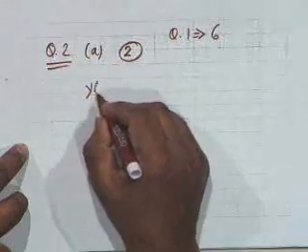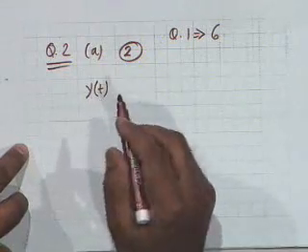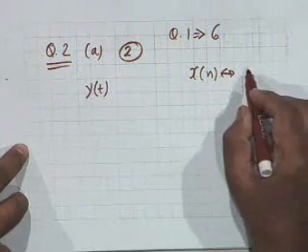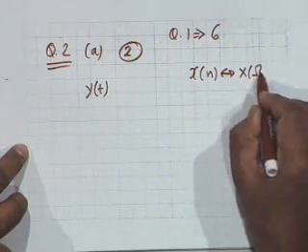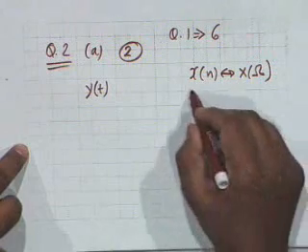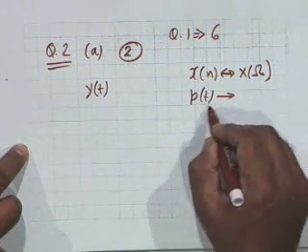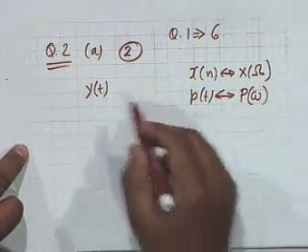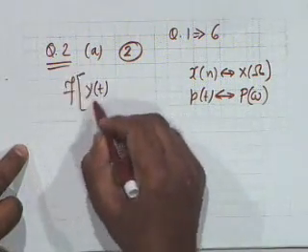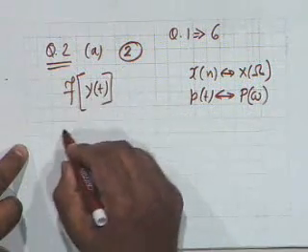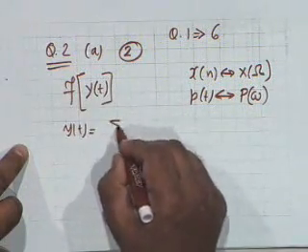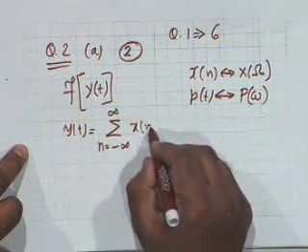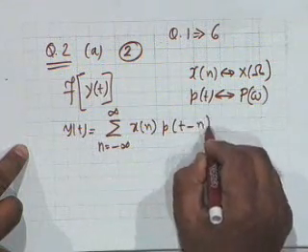Well, let me write it. What is given is x of n is a discrete signal with a DTFT, discrete time Fourier transform, as capital X of capital omega, and p of t is a continuous signal with a Fourier transform of capital P of small omega. What you have to find out is the Fourier transform of y of t, where y of t is equal to summation n equals minus infinity to infinity x of n p of t minus n.